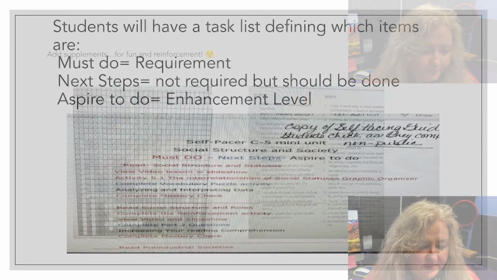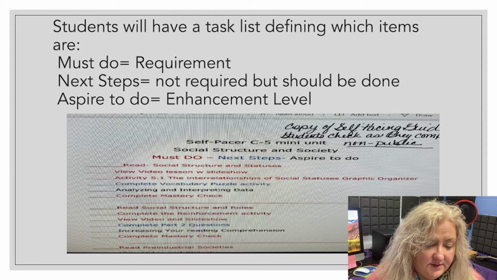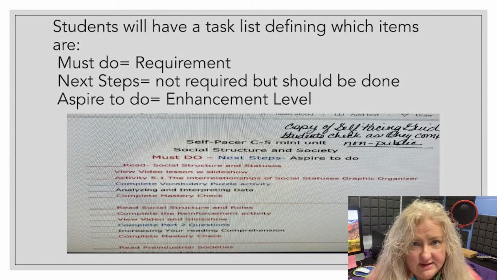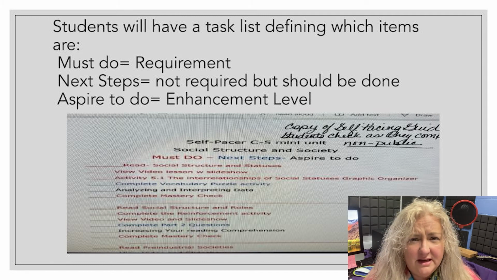It's kind of a fun activity for them. Students have a task list defining which items are must do, which is required, next steps, which we would call should do, and then aspire to do, which is your enhancement level. You could even use this for gifted children if you wanted to. So if you'll take a look now, on this slide 11, I'm a visual person, so I have included my must-dos in red, my should-dos or next steps in blue, and then the aspire to do in black, and they know that everything in red has to be done for sure. The items in blue should be done if you have time, but be sure to hit those core lessons first. You can't move on to the blue or black activities until all the red activities have been completed and mastered.